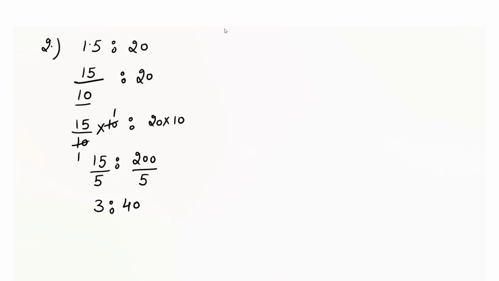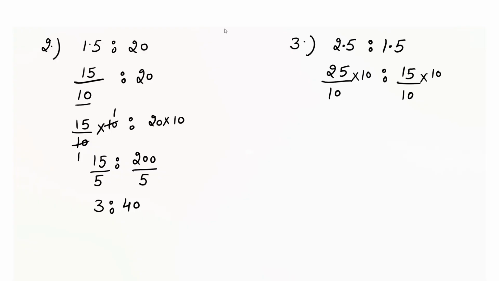So other than 1, if I have any common factor between the two numbers, I have to simplify it again. Similarly, the next question is 2.5 ratio 1.5. Now both numbers are decimal numbers. So first we have to convert them into fractions. I'll get 25 over 10 and 15 over 10. Now I will multiply both the numbers by 10 so that I can get rid of this 10. I'll get 25 over 15. Now both numbers have a greatest common factor which is 5. I'll divide by 5 and I'll get 5 ratio 3.